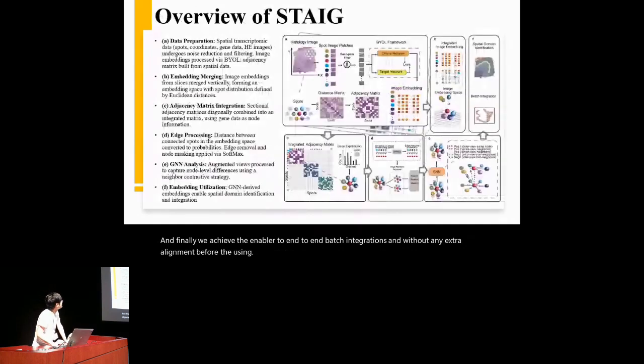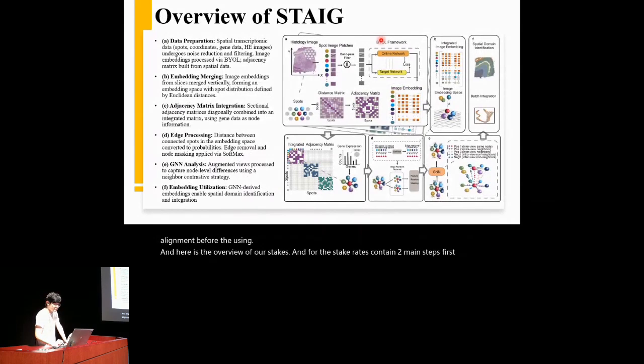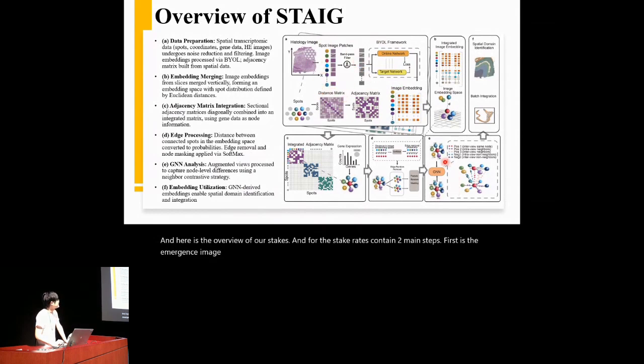And here is the overview of our STAIG. It contains two main steps. First is the image information collection, and the next is the deep neural network model. And the most distinctive part is this one.